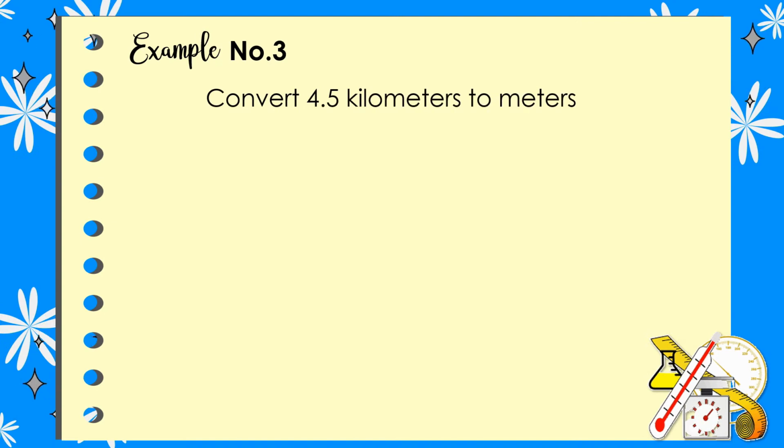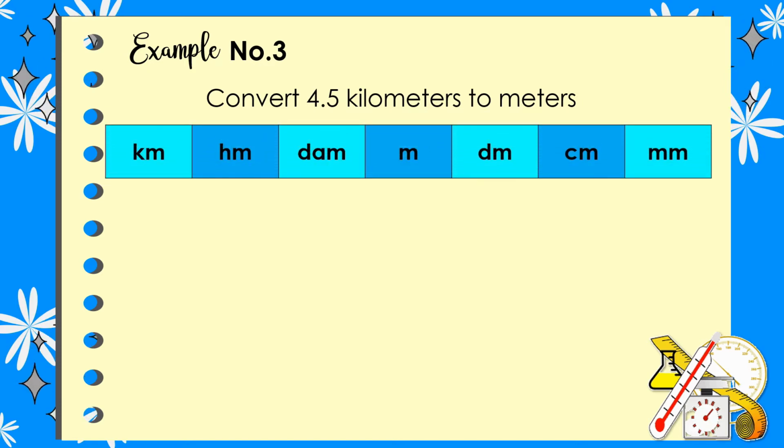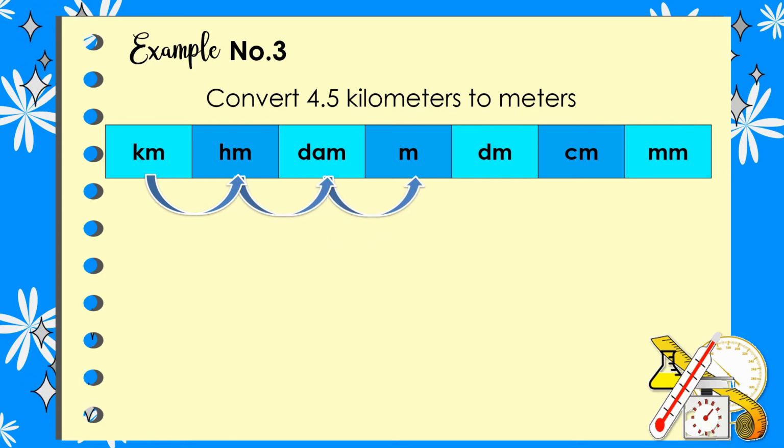Example number 3, convert 4.5 kilometers to meter. So, gamit pa rin yung ating metric converter. Tingnan natin kung gaano sila kalayo sa isa't isa. From kilometer papunta sa meter, 3 units away sila, but going to the right. So, ganun ang gagawin natin sa ating decimal point. We're going to move it 3 decimal places, going to the right.